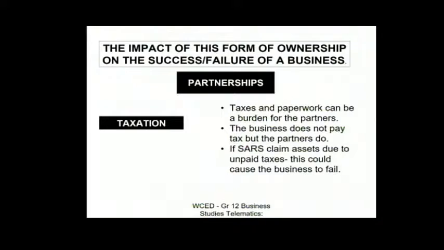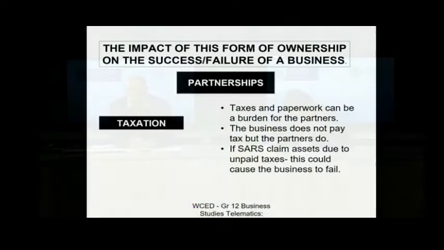The business does not pay tax, but the partners do. And the third one? If SARS claim assets due to unpaid taxes, this could cause the business to fail. Now that's just a giveaway. If we were playing soccer, then the score would have been 2-1. That should be a clue for you. I'm not sure whether it's failures or successes getting 2, but you work it out, please.